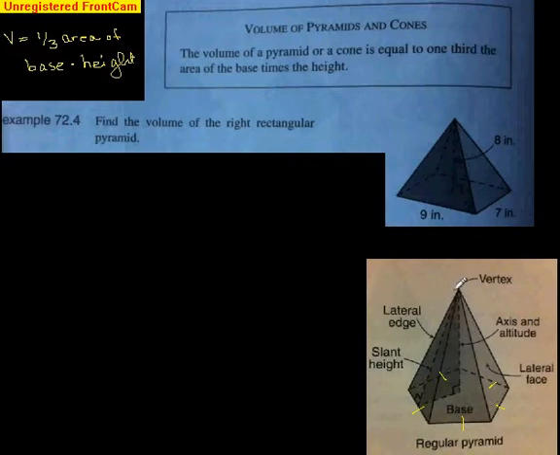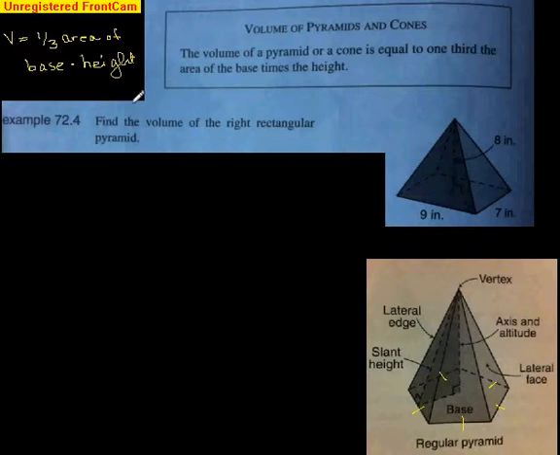We have some parts. The lateral edge is this slant part right down here. This is the slant height, the perpendicular height of a side. We have an altitude, called the axis or altitude. It makes a right triangle with the side. And this is the lateral face. This is the vertex, those are the points.